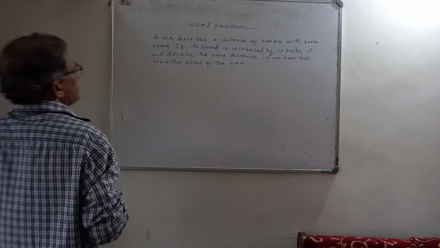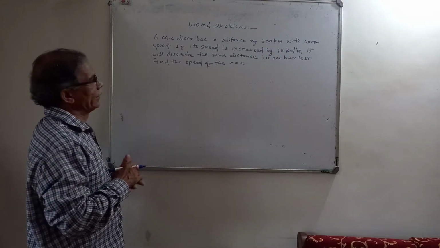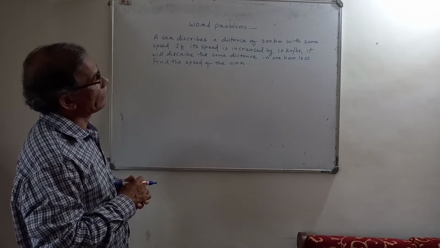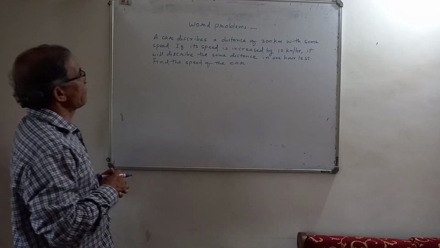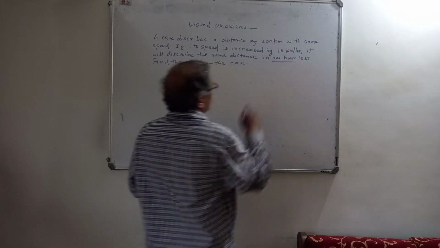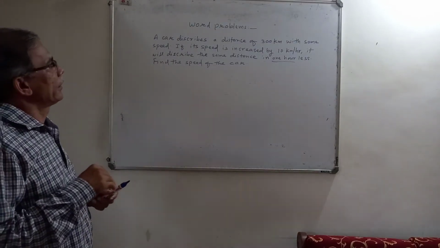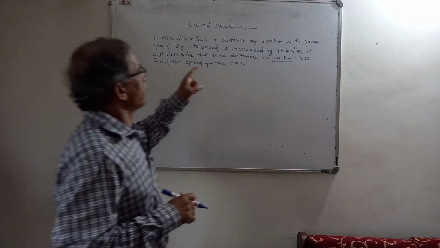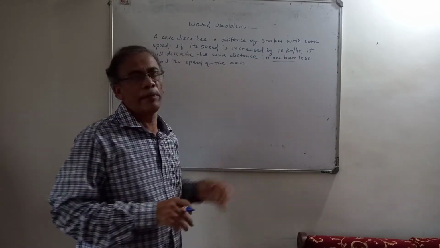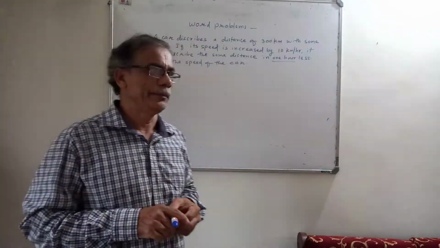A car describes a distance of 300 km with some speed. If its speed is increased by 10 km per hour, it will describe the same distance in 1 hour less. Find the speed of the car. So we don't know the speed of the car, isn't it?